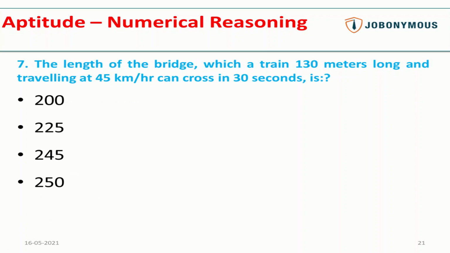Next, the length of the bridge which a train 130 meters long and traveling at 45 km per hour can cross in 30 seconds is? So a train 130 meters long crosses a bridge traveling at 45 kilometers per hour in 30 seconds. What is the length of the bridge? So here the correct answer is 245. Here again you have to use the formula speed equal to distance upon time, but you should be aware what the distance actually is. Many people make a mistake here.